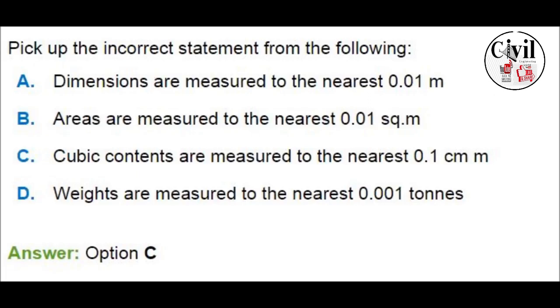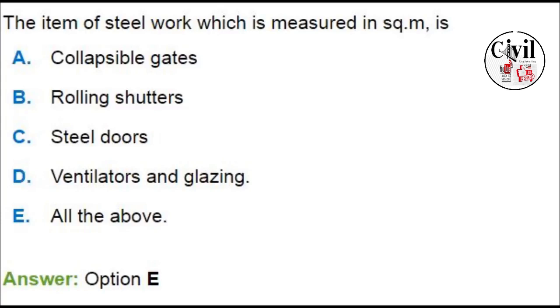Okay, the item of steelwork, which is measured in square meters, is which of the following? Collapsible gates, rolling shutters, steel doors, ventilators, and glazings, and all of the above. So steelworks is measured in square meters in all of the above. So, E is the correct answer. Okay, that's fine. Let's move to the next one.